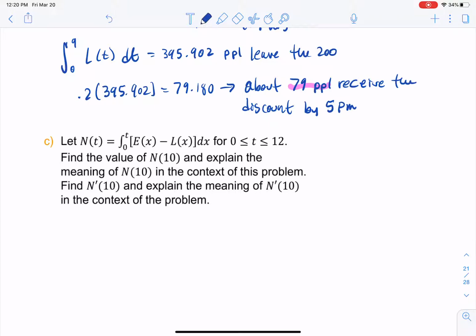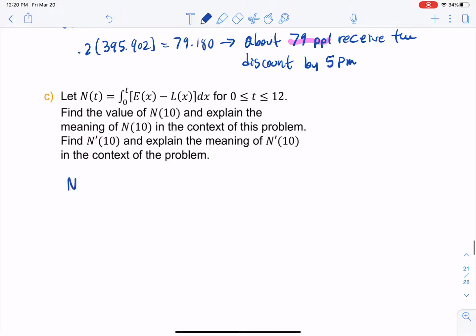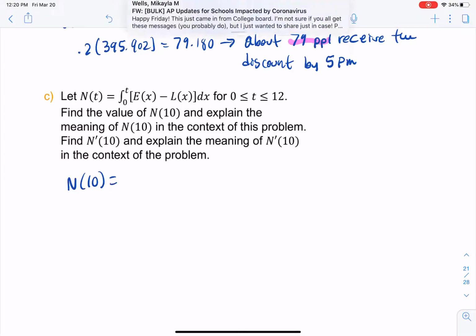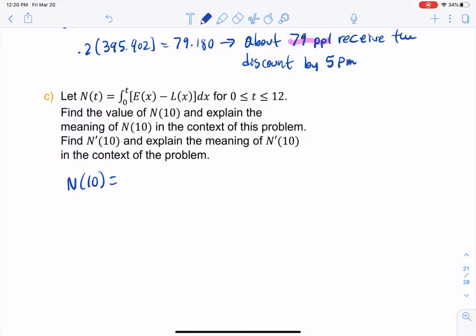Let N of t equal this accumulation function here between 0 and 12. We want to know what is N of 10. So let's go ahead and write something down for this. So N of 10 is equal to the definite integral from 0 to 10 of E of x minus L of x dx.